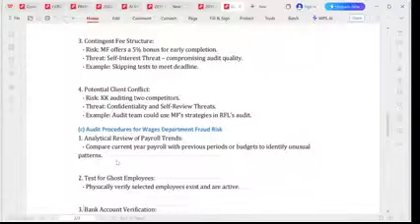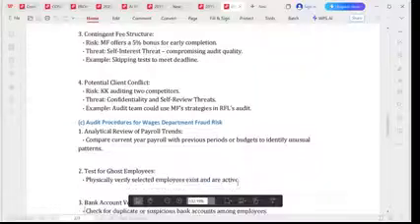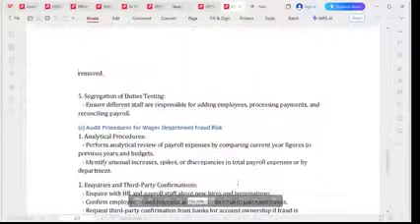So those are analytical procedures for wages fraud. Number 2, tests for ghost employees. Physically verify that selected employees exist and whether they are active.